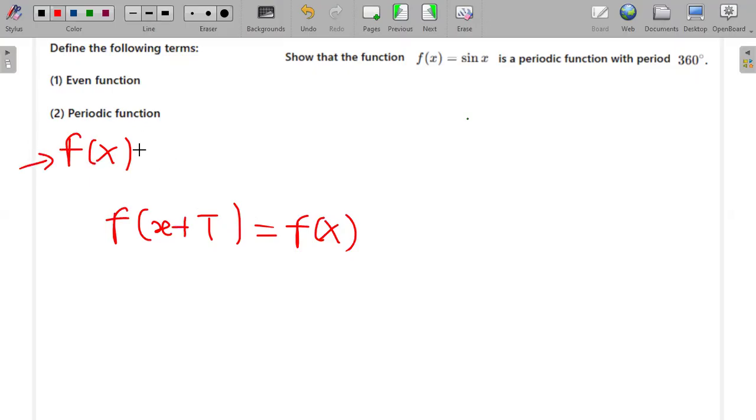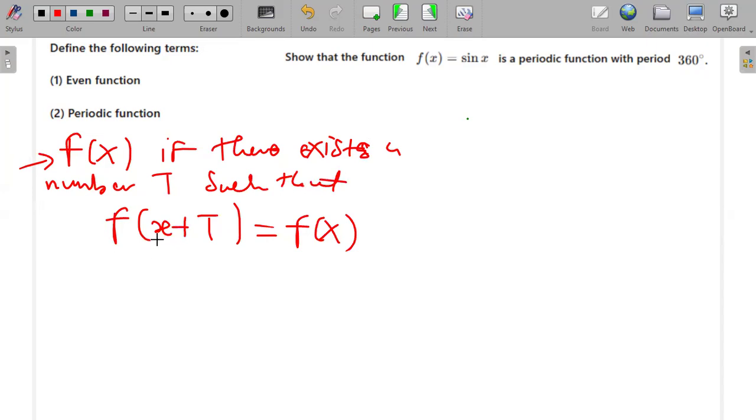So this function f of x is called a periodic function if there exists a number t such that f of x plus t is equal to f of x. If there exists such a number for that property to hold, then we say f of x is a periodic function. The least positive value t is what we call the period.